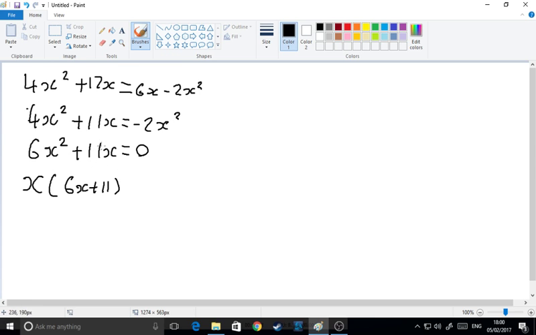Say if this was, let's just do this quick over here, this has got nothing to do with the actual question. Say this was 6x squared plus 12x. We can not only take out a factor of x, we can actually take out, because you always try and take out the biggest factor, a factor of 6x and make it x plus 2.